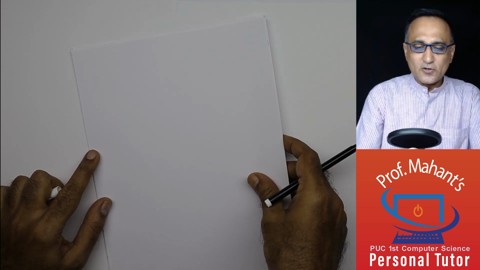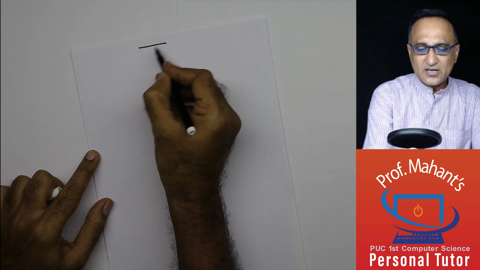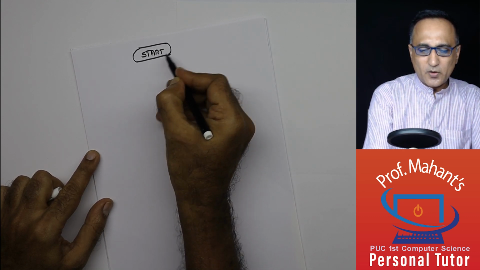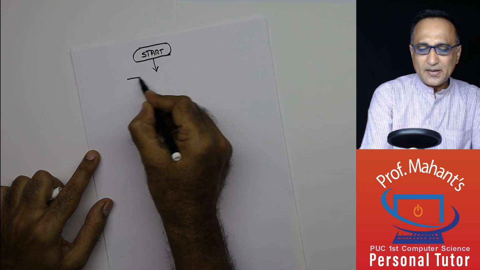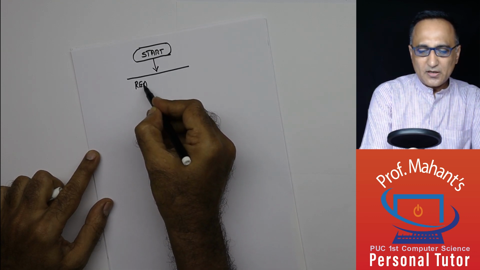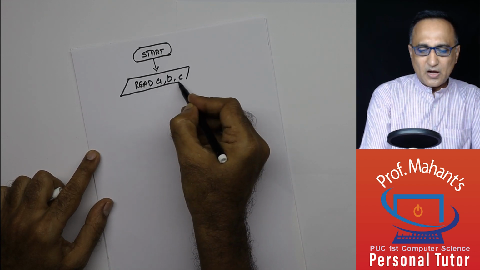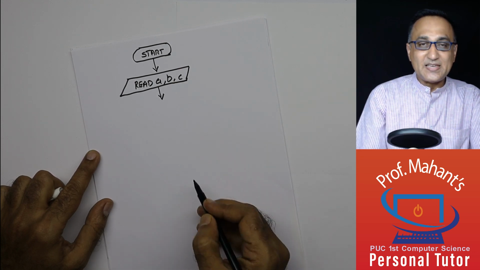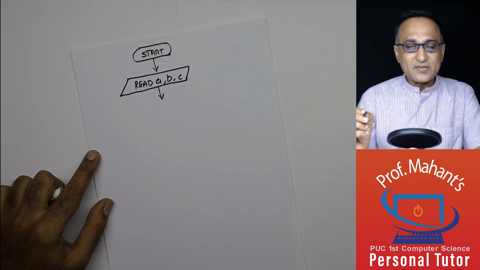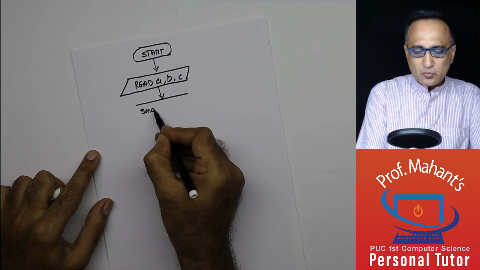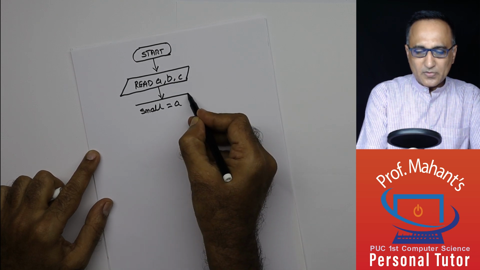So the first step, as usual for any flowchart, is going to have the start symbol. After you do the start, the next step is you are required to read the three numbers. So I am going to say read the values of A, comma, B, comma, C. After you read the values of A, B and C, I had told you we are making an assumption that the first number is the smallest because we are going to process one number at a time. So what did I do? I say small is A.